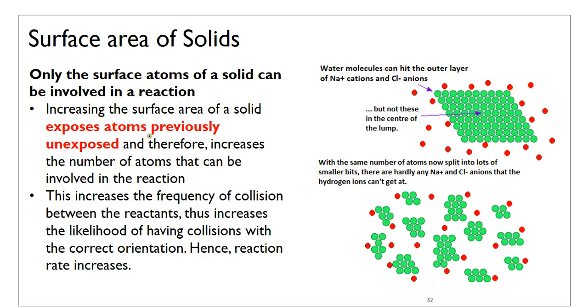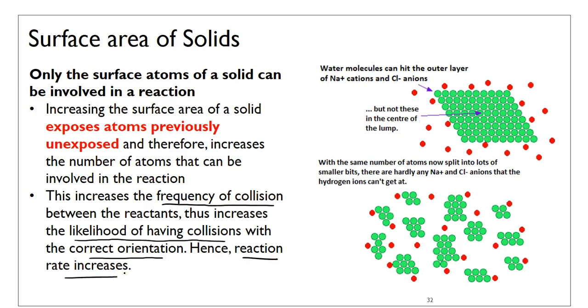Anyway, I'm just going to give you the actual wording. If you increase surface area, then you will expose atoms that were previously unexposed, therefore increasing the number of atoms that can be involved in the reaction. This is the textbook wording. If you do that, you're going to increase the frequency of collision between the reactants, therefore increasing the likelihood of having collision with correct orientation, and that will increase reaction rate.